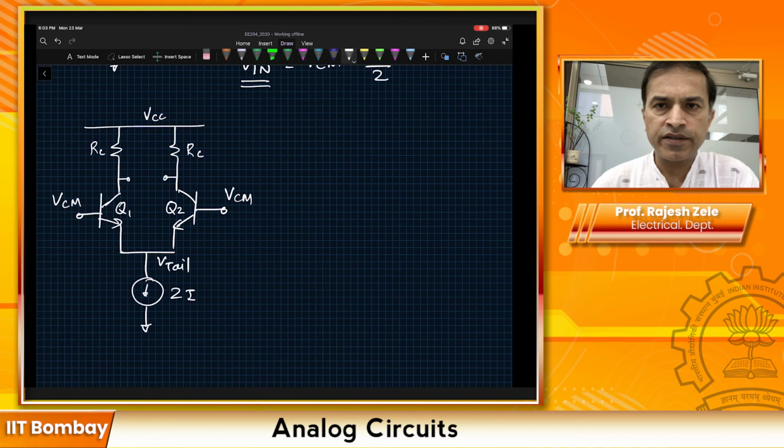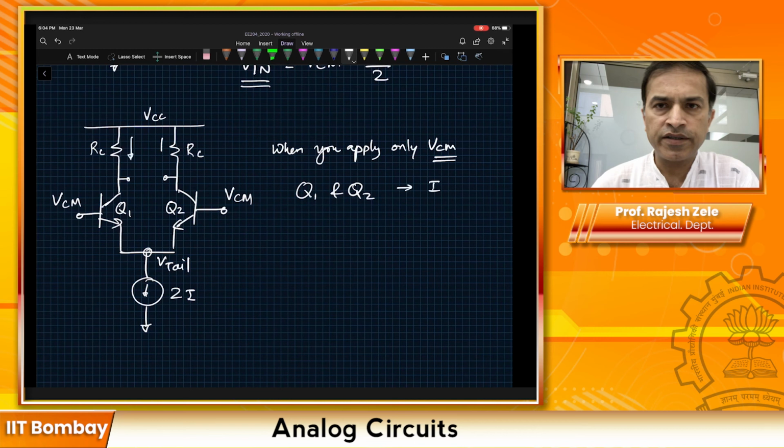So when you apply only VCM, the common mode signal, to both sides, then what will happen is the VBE on both sides will be equal, because the V tail node is common for both of them, and the base voltage is also common for both of them. So then the current should split equally on both sides, so Q1 and Q2 both will carry current I.